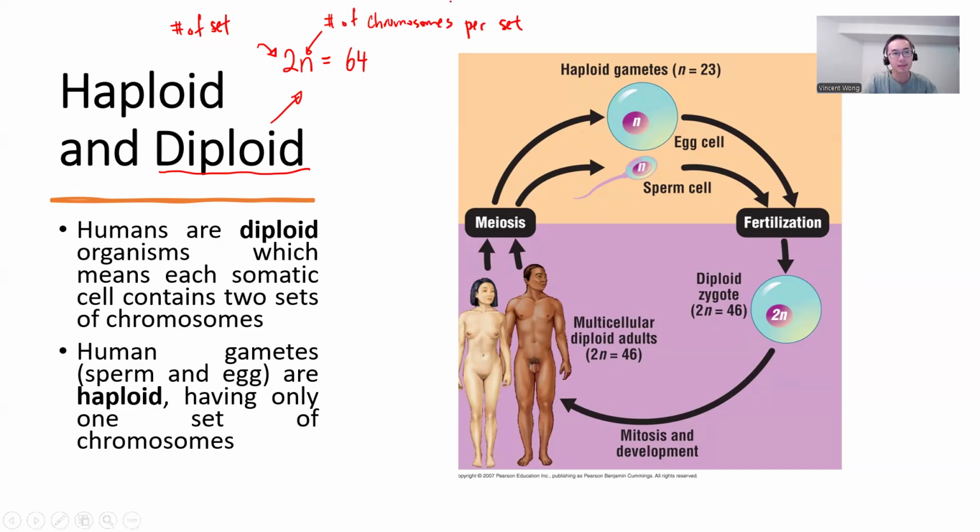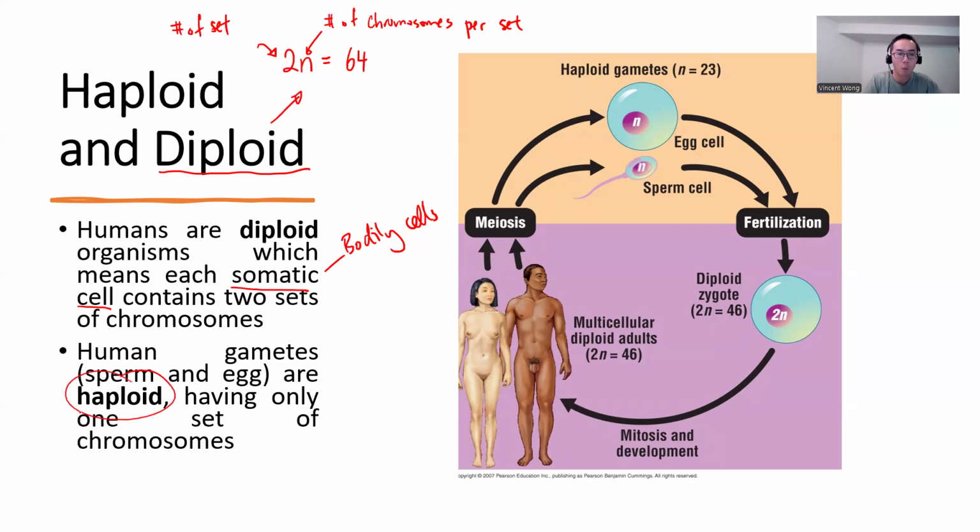So in our case, each set is 23 chromosomes, and we have two full sets of it. That makes us diploid. Right? So our somatic cells, which are bodily cells, so that's everything except for the sperm and egg, they are going to have two sets of chromosomes. They are all diploid. Human gametes, which are sperm and egg, they are haploid.